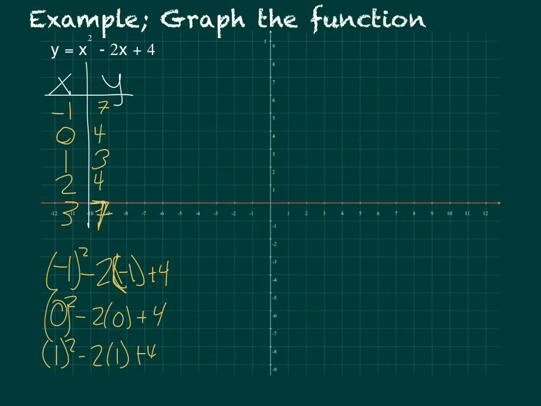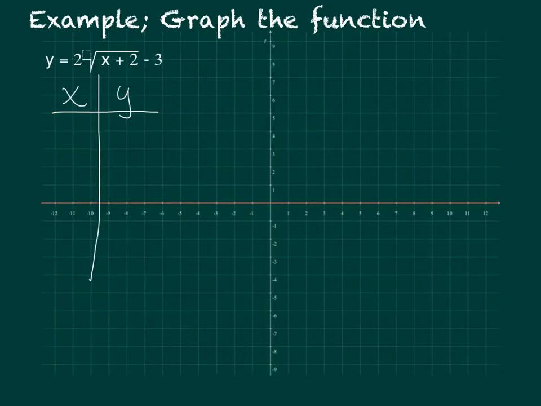So if I'm going to graph this first point, that's going to be negative 1, 7. So I'm just going to plot that point. 0, 4. 1, 3. 2, 4. And 3, 7. So I can kind of see what this parabola is going to look like, and then I just connect the dots. There you go. You just graphed that.